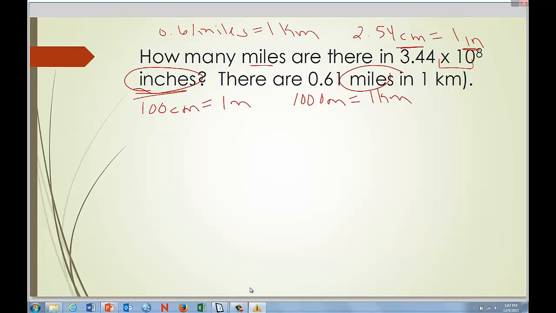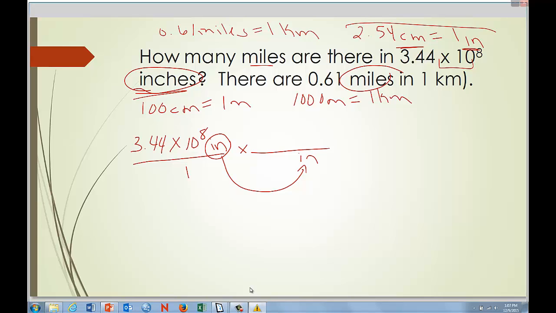fractions total. The first fraction is always going to be the number you're trying to convert. You just do it step by step. Don't rush yourself through it. 3.44 times 10 to the 8th inches over 1. The first step, we start off with inches, so I put inches in the bottom. So I look at all four of my conversion factors and I look for inches. On the upper right hand corner we have that. So 1 inch is 2.54 centimeters.